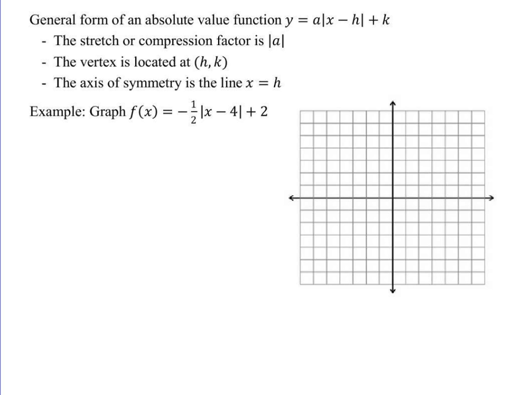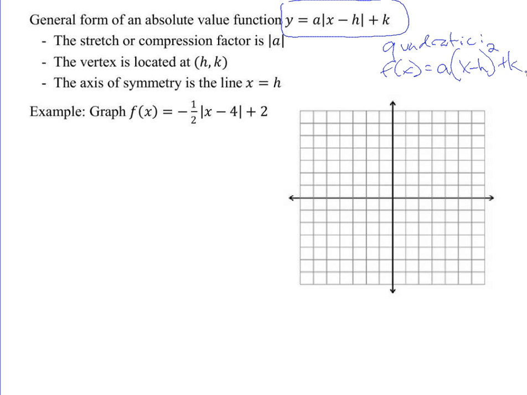If the number in front is negative, then you're dealing with a reflection. If you have a number aside from 1, then you're dealing with a dilation. Reflection, dilation, translation, translation. Okay? So the general form of an absolute value function should look very familiar to you at this point. What was the general form of a quadratic function? a parentheses x minus h squared plus k. It's exactly the same look.